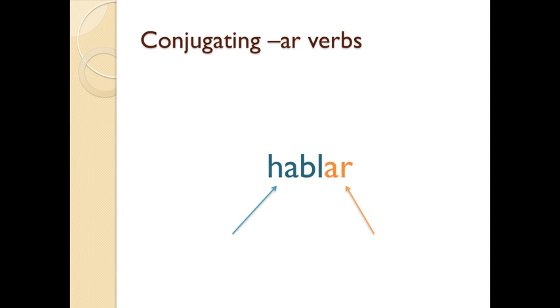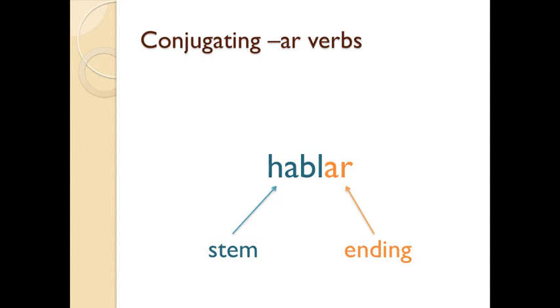Again, let's look at hablar, to speak. Every infinitive has two parts: we have the stem and we have the ending. For the verb hablar, the stem is habl and the ending is ar. For the verb estudiar, your stem would be estudi, and your ending would be ar. For bailar, bail would be your stem, and ar would be your ending.